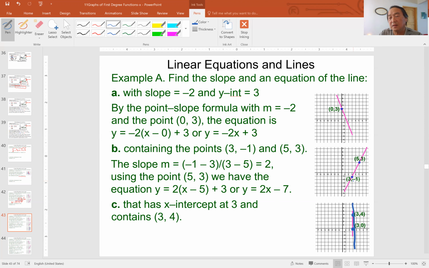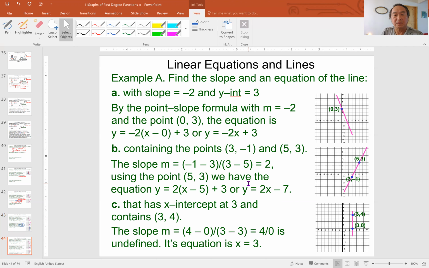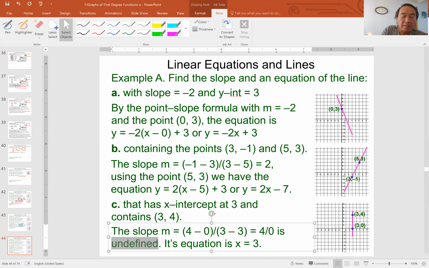This is a line that's vertical, so it's not a function. So it does not have a formula like y equals something. It doesn't have a y. This one has the equation x equals 3. It's not a function. Okay, it has undefined slope. And make sure you know the difference between slope undefined for a vertical line versus slope 0 for a horizontal line.